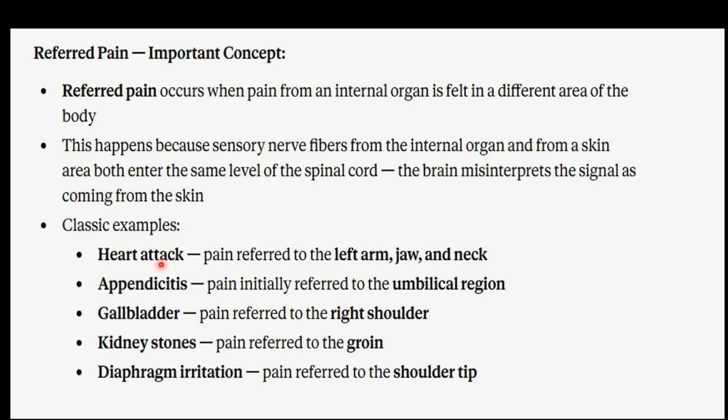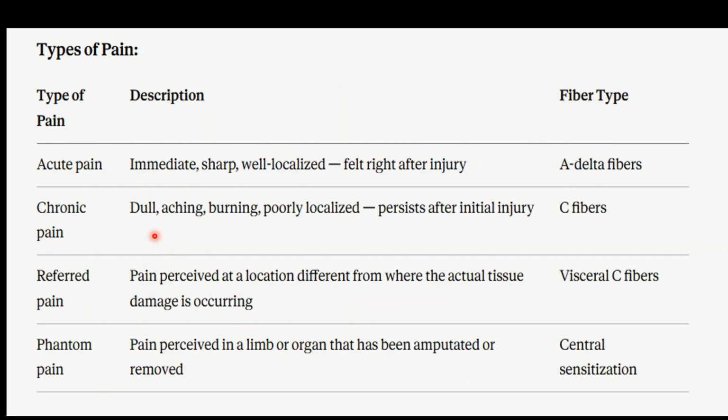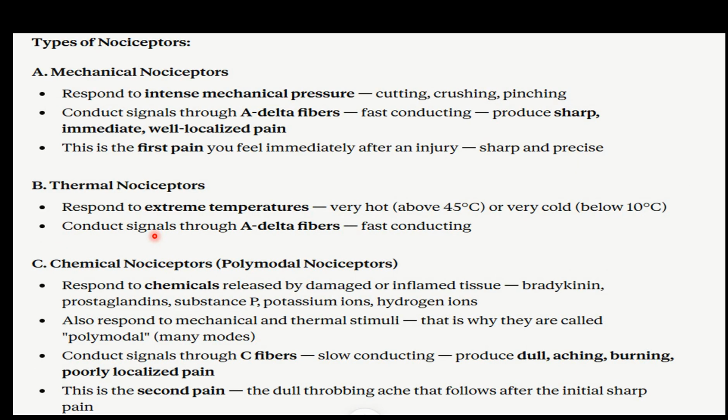Okay, the heart attack. We know that pain is referred to the left arm, jaw or neck. Okay, that is referred pain. Appendicitis, pain initially referred to the umbilical region. Gallbladder, pain referred to the right shoulder. Kidney stone, pain referred to the groin. Diaphragm irritation, pain referred to the shoulder tip. So these are the classic examples of referred pain. But I think now you know why it happens, right? This is because of the receptors, nociceptors.